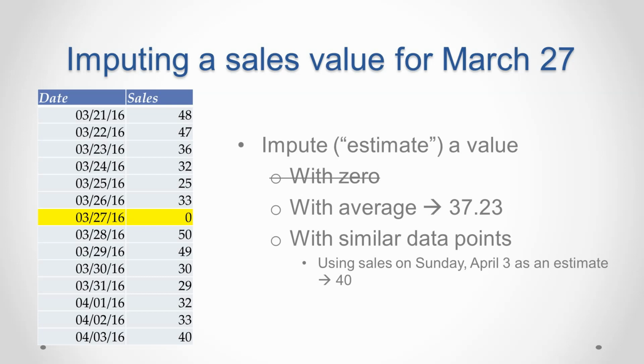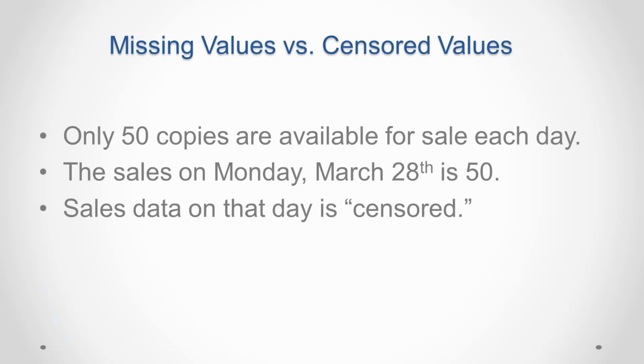It can be argued that either of the two values, 37.23 and 40, are reasonable estimates for the sales of March 27th. The first one, 37.23, uses more data to come up with the estimate and therefore may be more reliable. The second one, 40, takes advantage of the weekly pattern in the data. However, it only uses one data point to estimate its value. If for some reason the sales on Sunday, April 3rd, is exceptionally high or low for a reason we don't know, the same bias will certainly be carried to the next estimate.